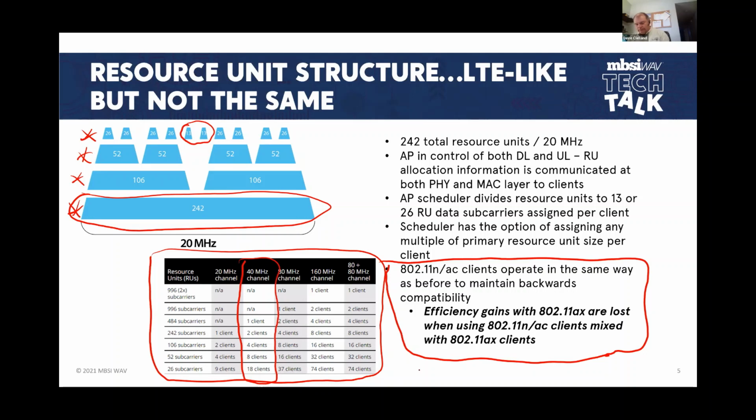Efficiency gains with 802.11ax are lost when using 802.11n or AC clients that are mixed with AX clients. This is absolutely true today. So when we upgrade, say we've got 802.11n access points scattered throughout our organization and I want to upgrade to AC, I may not see an order of magnitude increase in efficiency just by changing out the access point, because I haven't done anything with the clients yet.